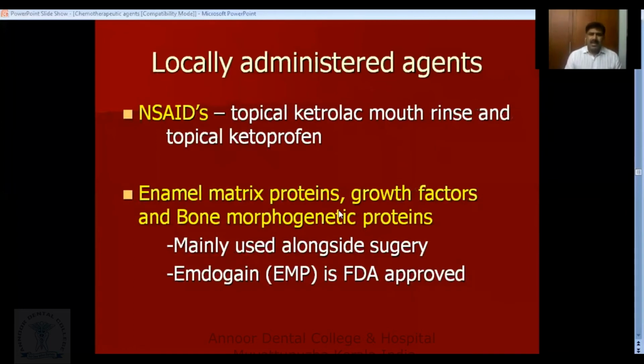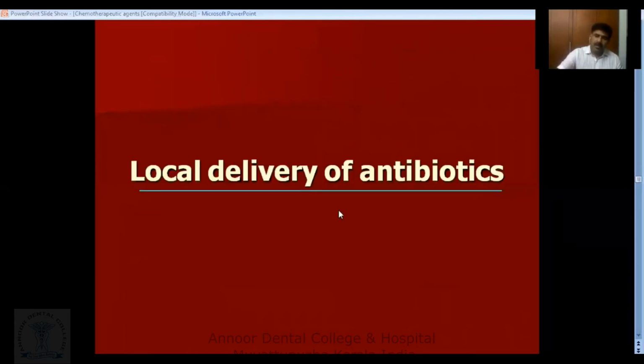Then locally administered agents. As I told you before, NSAIDs can be given topically, or you can give growth factors, PDGF, Emdogain. When we discuss periodontal regenerative surgery, we will discuss Emdogain. Emdogain is, you can say, a growth factor. It's an enamel matrix protein of porcine origin, which stimulates the formation of acellular cementum. That is also given alongside surgery, so that you can reduce the post-operative effects.